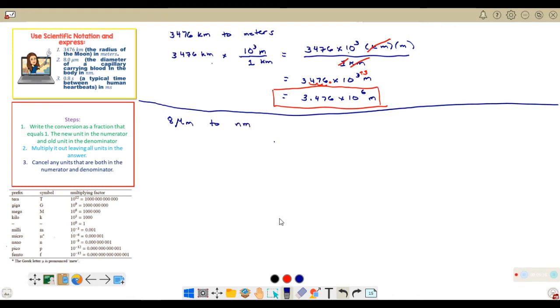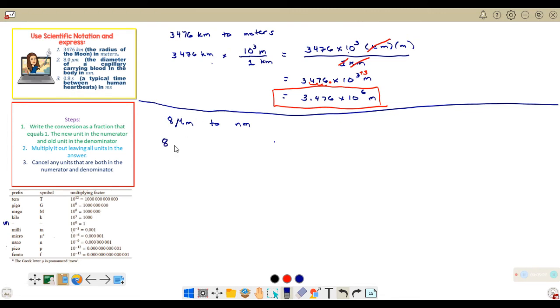nanometer. If you are asked to convert a certain number with prefix to another unit na may prefix din, I suggest that you convert it muna dito sa may hyphen. So, ano man yung ginagamit natin na unit of measurement. Since we are talking about length here, so the standard unit that we have is m. So, convert muna natin siya sa m before natin siya i-convert to nm. Okay? Mas simple kasi yun at saka mas madali siya intindihin.